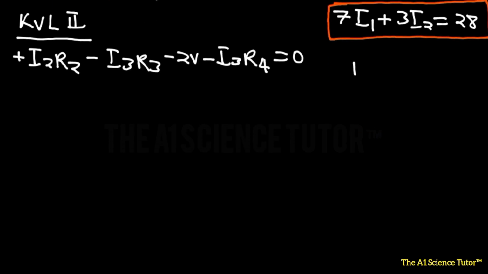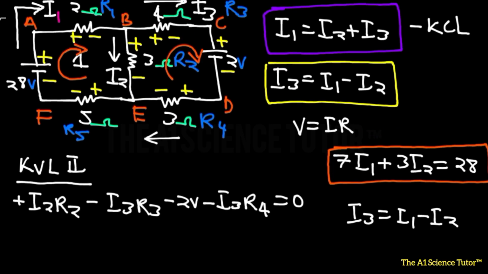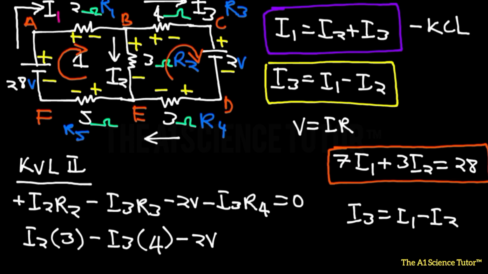Now remember, we said that I3 should be equal to I1 minus I2. So we're actually going to use it later on. Let's find out what the values of the resistors are. Okay, so this is going to be I2 multiplied by R2. Now R2 in this case is 3. And R3 that is 4, minus 2 volts. Now R4 that is a 3. This is equal to 0.